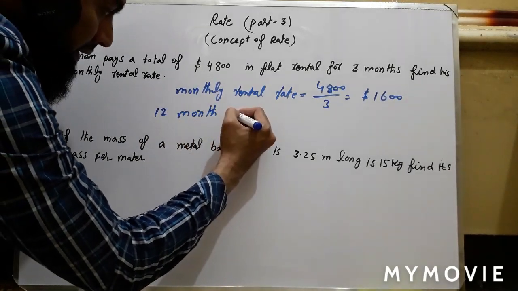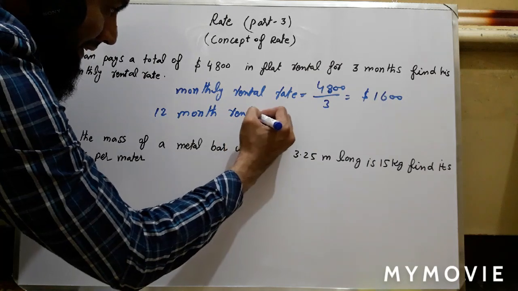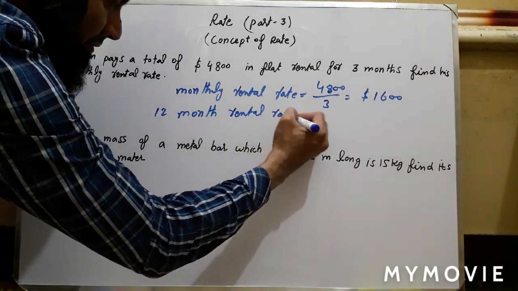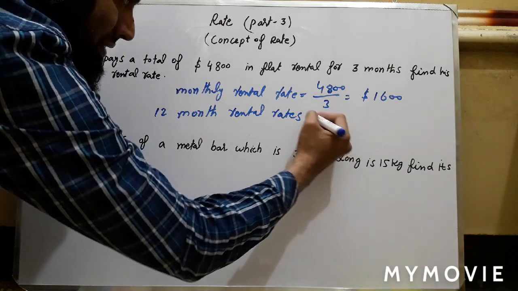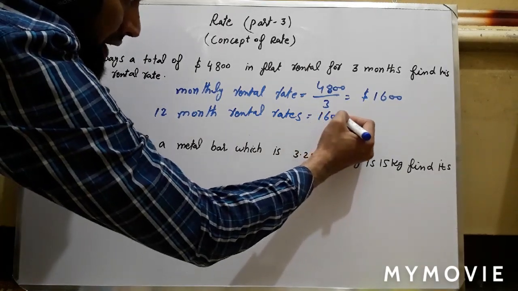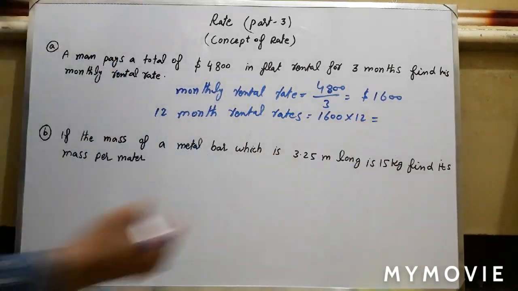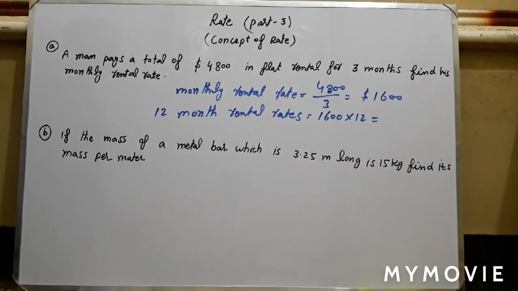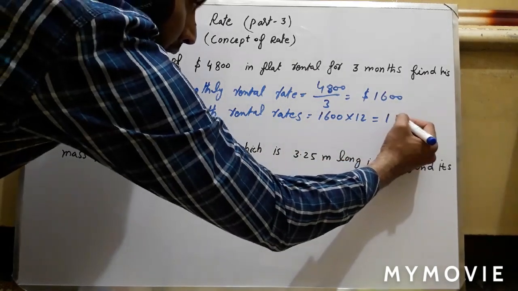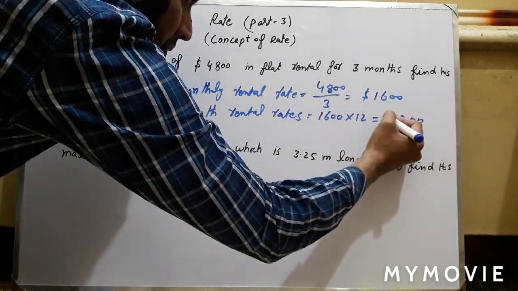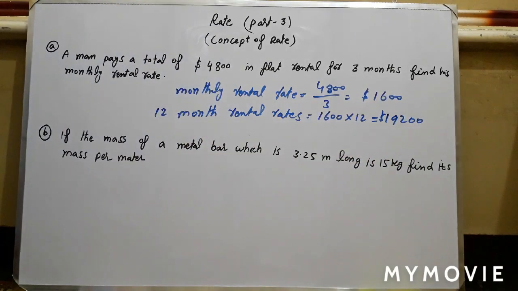If you want to find out the 12-month rental rate, you multiply 1600 by 12. Your answer is 19200. $19,200 is your answer.